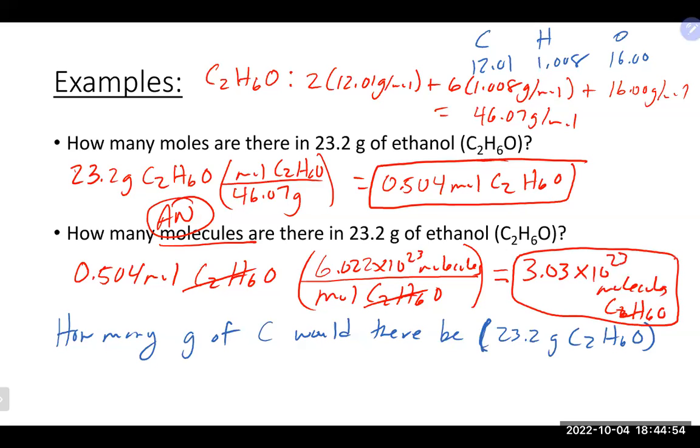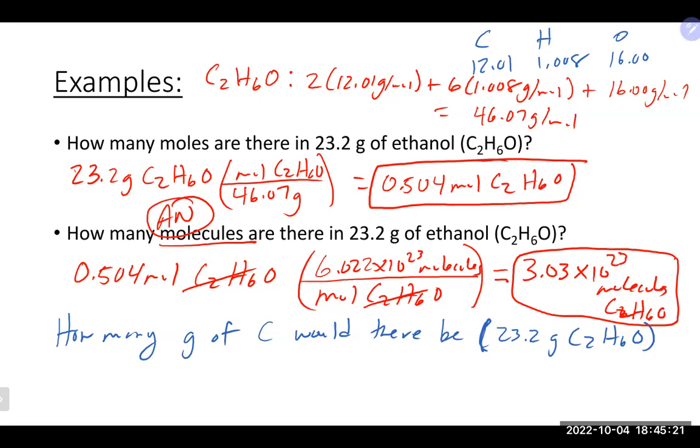First off, any questions on either of those two? Yeah, so if you have grams and you want moles, you're always going to be dividing by the molar mass. And obviously if you have moles and you want molecules or atoms, you'll be multiplying by Avogadro's number. Yeah. Other questions?